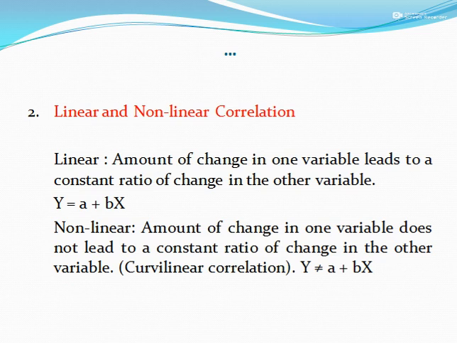If the amount of change in one variable results in a constant ratio of change in the other variable, it is called linear correlation. In a linear correlation, there will be a linear relation between variables, and it can be expressed as y = a + bx. And if the amount of change in one variable does not result in a constant ratio of change in the other variable, it is called non-linear correlation. In a non-linear correlation, the relationship between variables will not be linear.